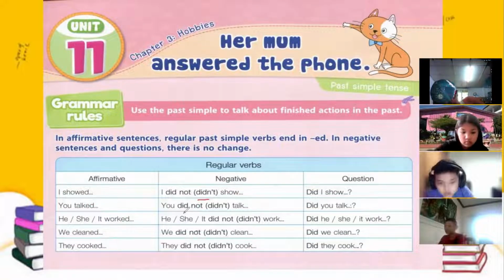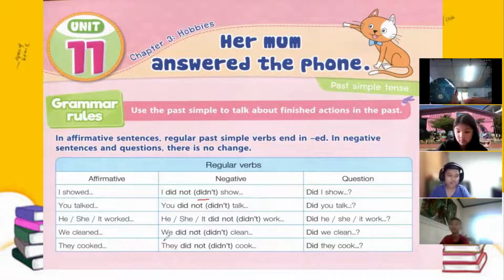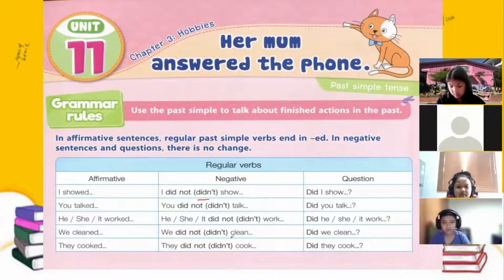Similar, you did not talk. So we use the first form here, talk. He didn't work, or he did not work. Similar, we did not clean. Okay, so the simple information you have to remember: for the regular verb in affirmative sentences, we add ed in the end. In negative and questions, we do not add any ed.